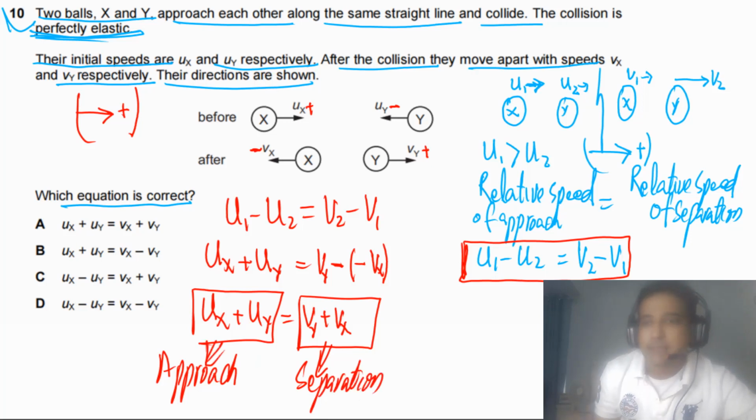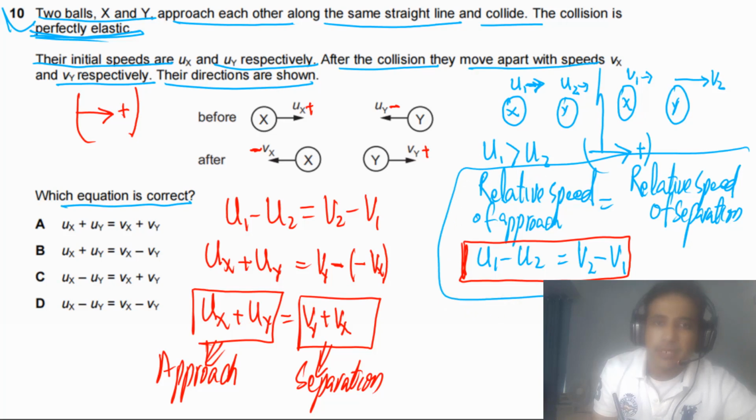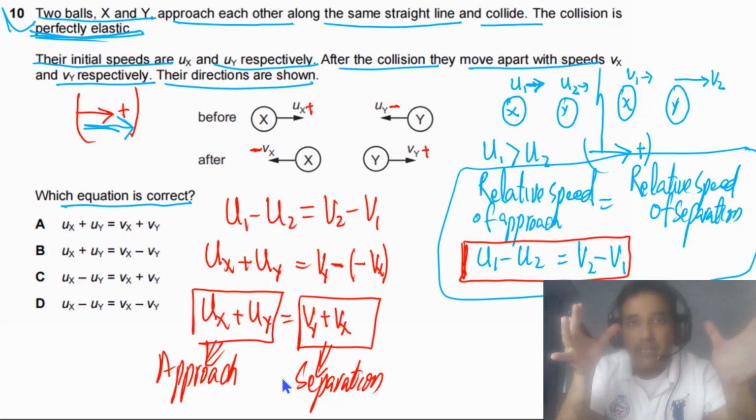So next time you don't need to write down the first part. Simply you can remember this, and then you can follow this sign convention, and you can answer this type of problem. So this is the main idea of how to answer perfectly elastic collision questions.